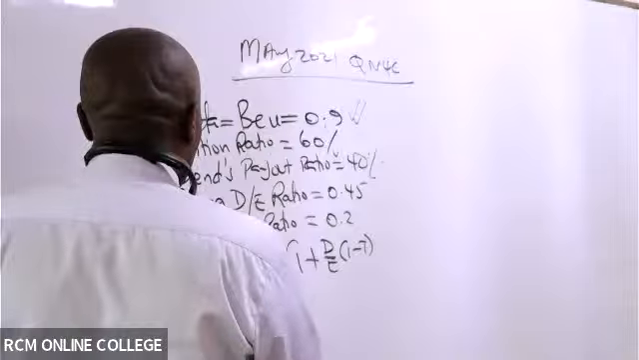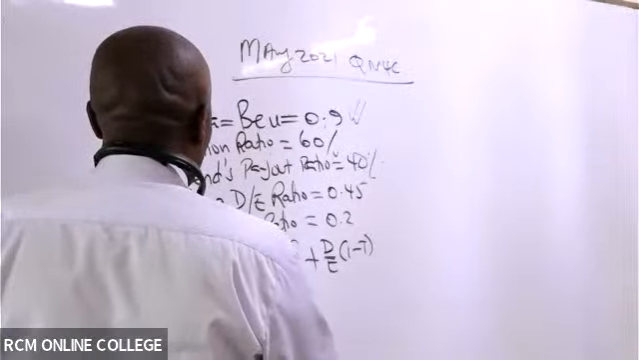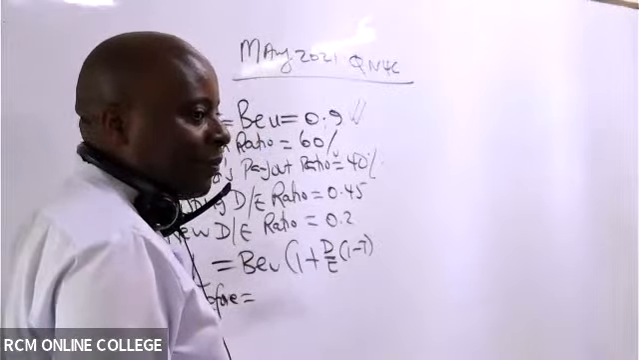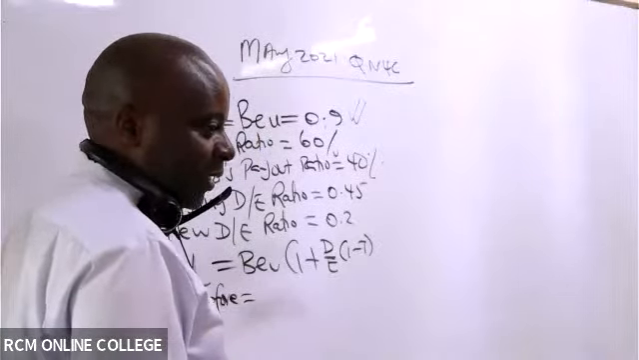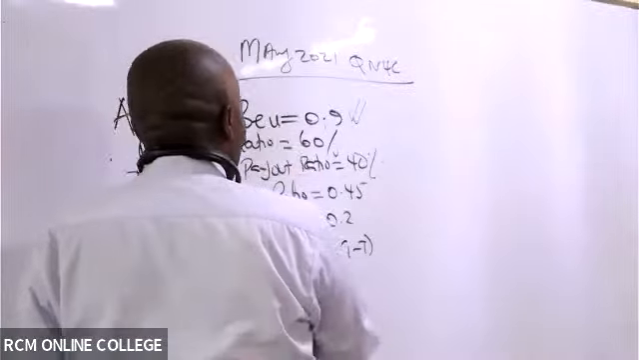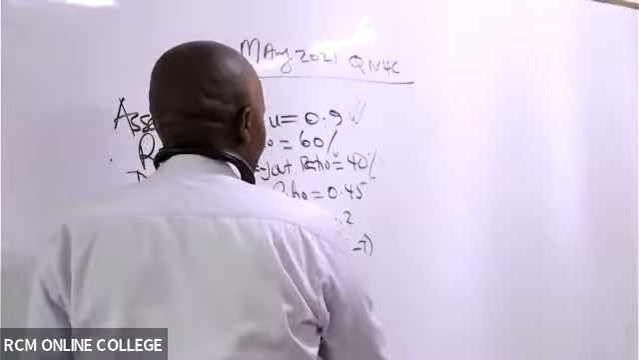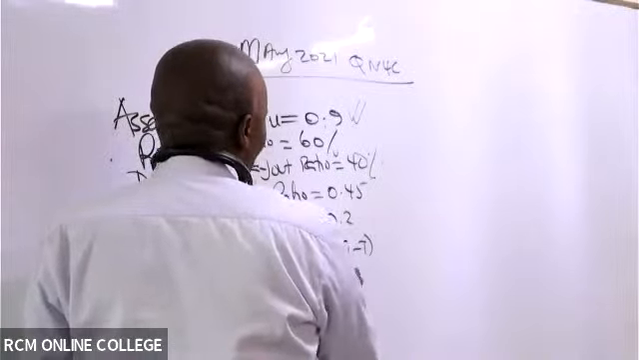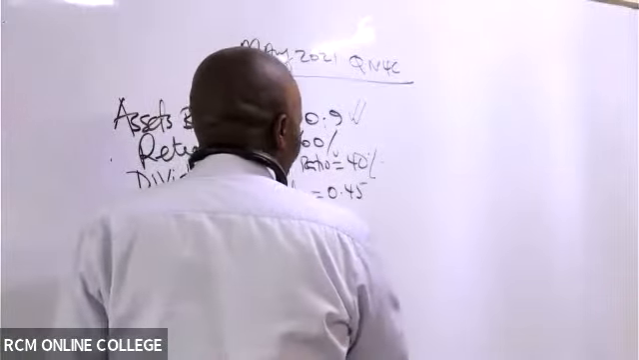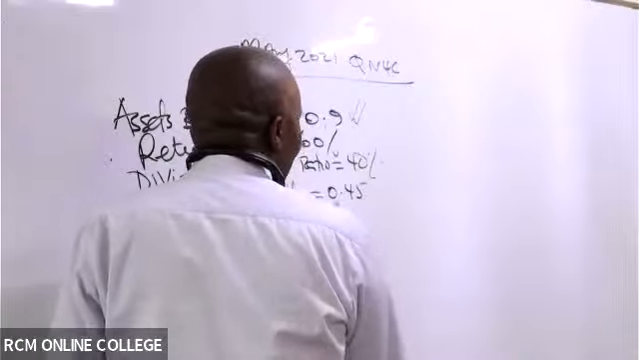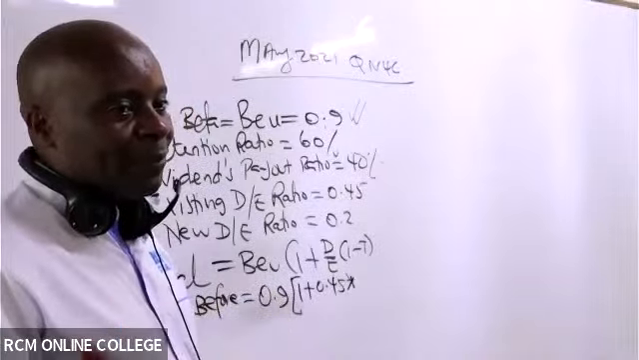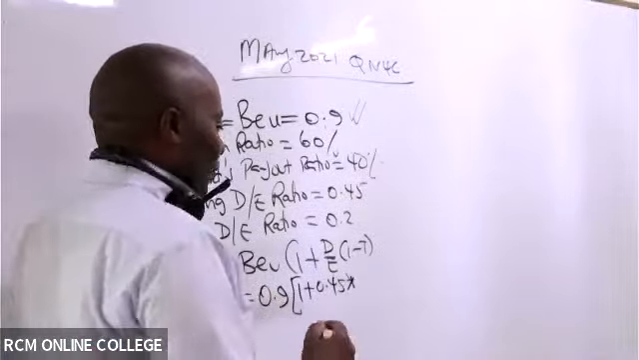We'll start with BEL before. At least I know the beta equity of the unlevered firm is 0.9, times 1 plus debt to equity before. Before is the existing one, so this is 0.45 times 1 minus tax. Our tax is 30%, so 1 minus 30% gives me 0.7.